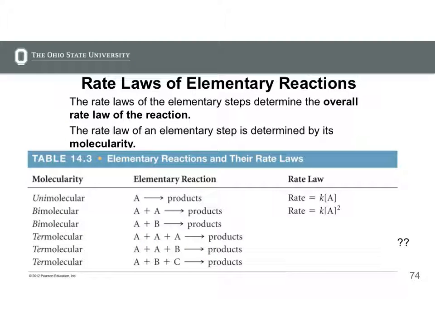Okay, so let's just practice here writing rate laws for elementary reactions. Remember, this is key, elementary reactions. So from our elementary reactions, we can predict our rate laws. If we have a unimolecular reaction where our reactant A goes on to form products, the rate law is going to be rate equals the rate constant times the concentration of A. If we have a bimolecular reaction where we have A plus A yields products, our rate is going to be equal to the rate constant K times the concentration of A squared, because we have A and A.